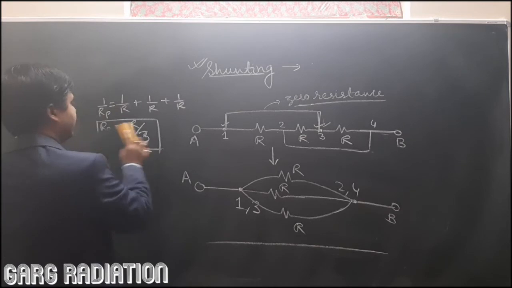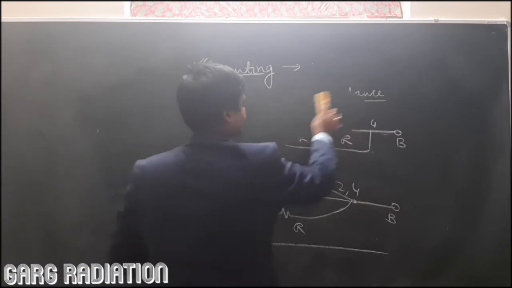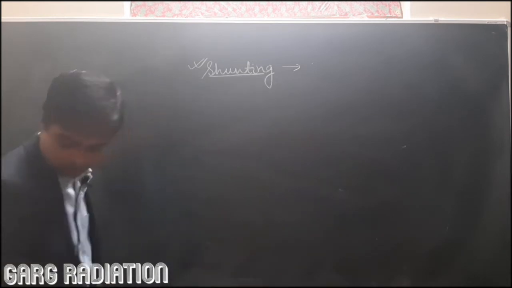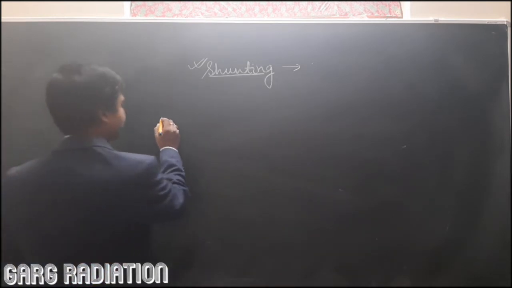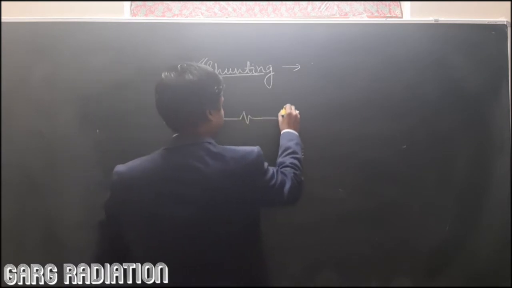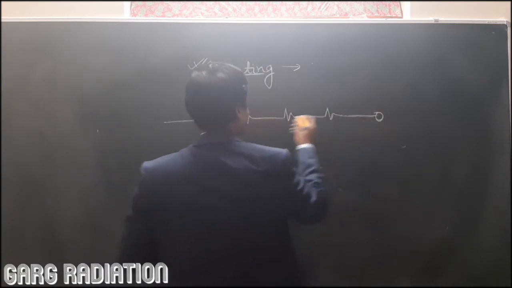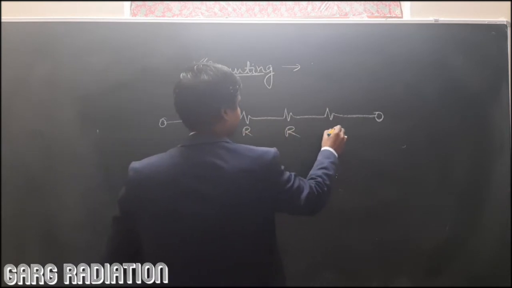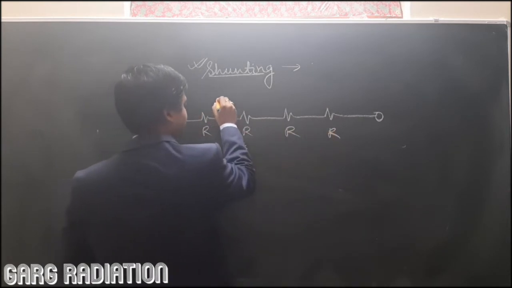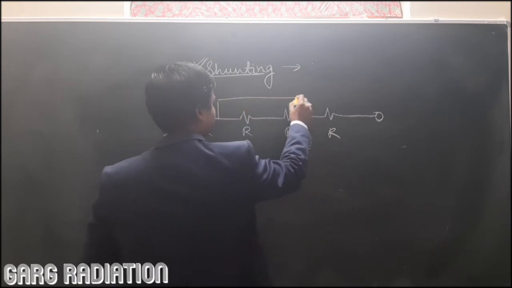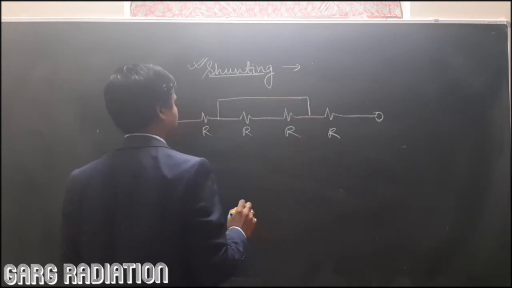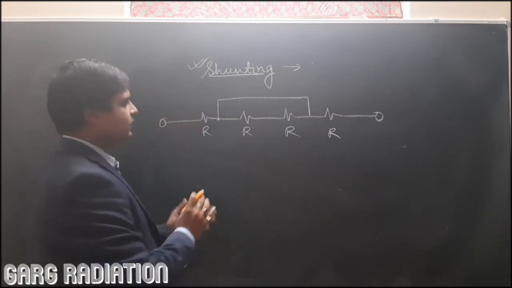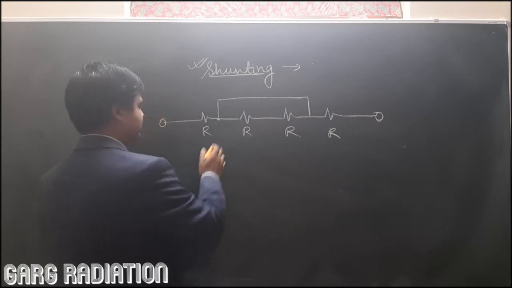So let's move to the next question now, based on shunting only. Suppose we have 4 resistances. Each resistance is R, and we connect them like this. Now we are being asked what is the R equivalent.